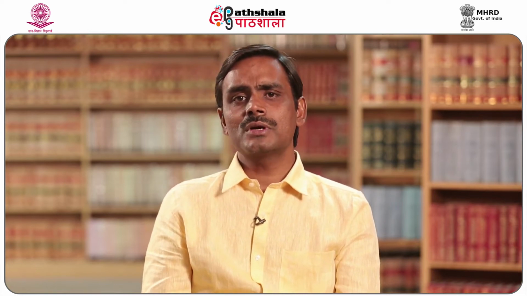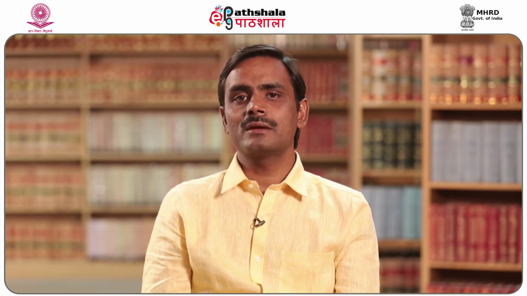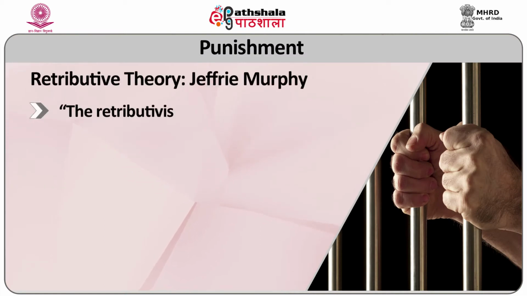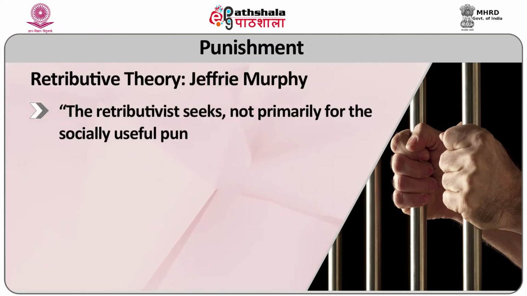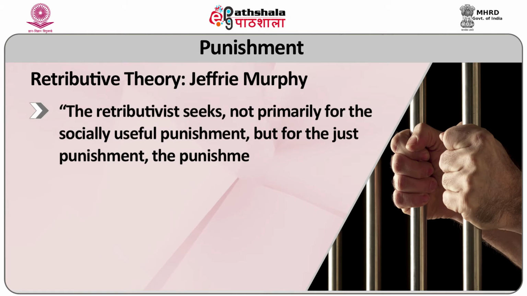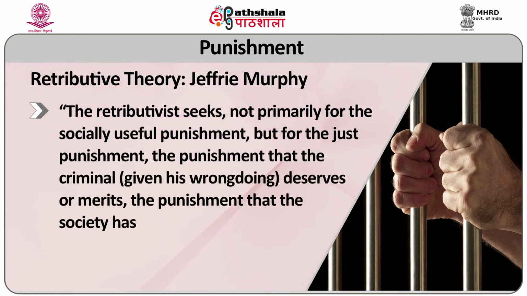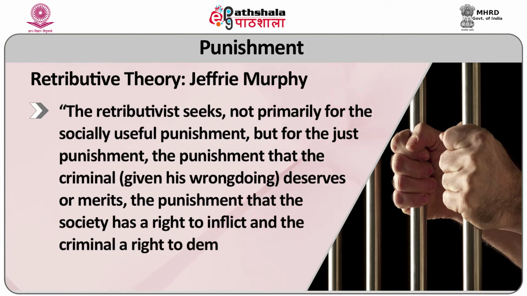Now, to conclude the discussion on retributive theory, it can be said, quoting Geoffrey Murphy, that the retributivist seeks not primarily for the socially useful punishment, but for the just punishment, the punishment that the criminal, given his wrongdoing, deserves or merits, the punishment that the society has a right to inflict and the criminal a right to demand.